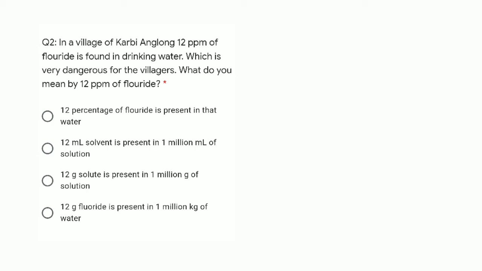If it is in gram, then 12 gram of that solute, which is fluoride, is present in 1 million gram of that solution. If it is in volume, then 12 ml of this fluoride will be present in 1 million ml of that solution. And we can also represent it by mass to volume ratio, like 12 gram of that solute, which is fluoride.